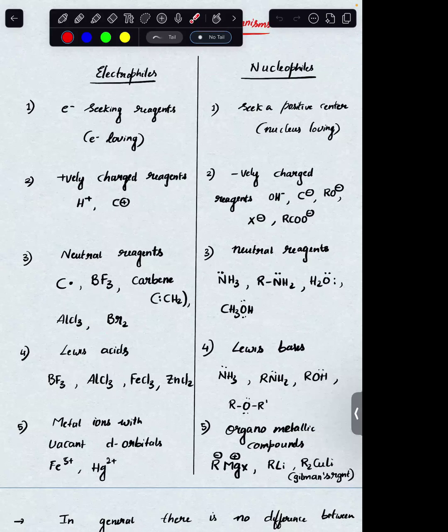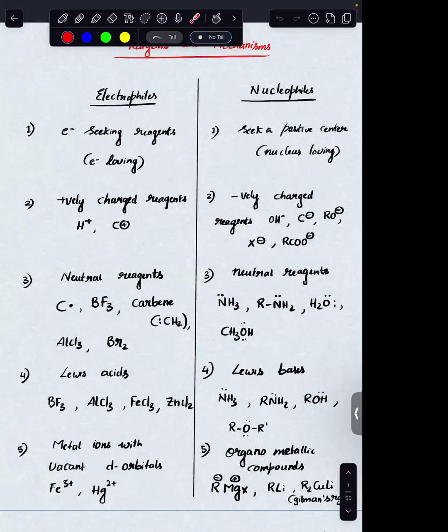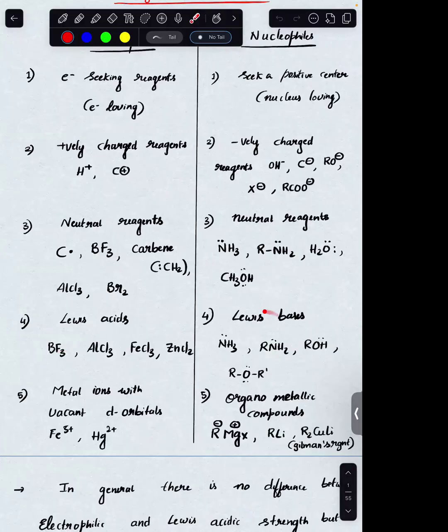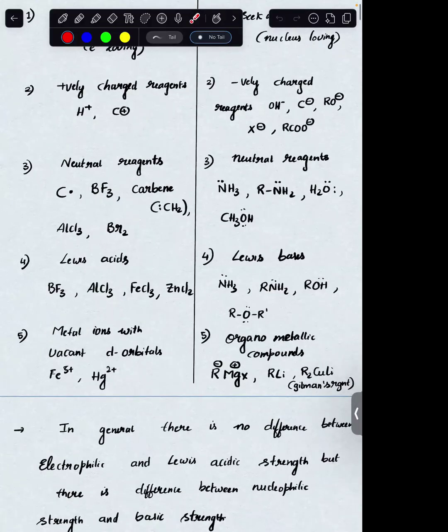Then the neutral reagents can also act as nucleophiles whenever you have a lone pair of electrons, like NH3, RNH2, H2O, alcohol. Whenever you have a lone pair of electrons, all these can act as Lewis bases or they can act as nucleophiles. All Lewis acids can be termed as electrophiles. Similarly, Lewis bases can be termed as nucleophiles. Metal ions with vacant d orbitals like Fe3 positive, Hg2 positive. Whenever you have vacant orbitals, into those vacant orbitals you can give the electrons, hence it can act as an electrophile.